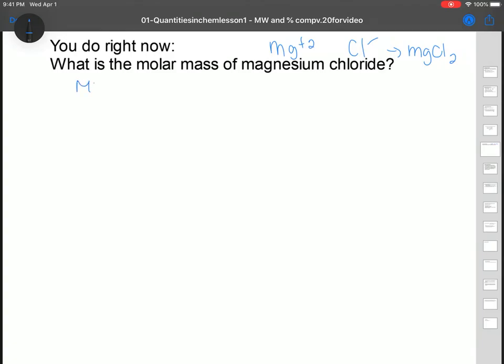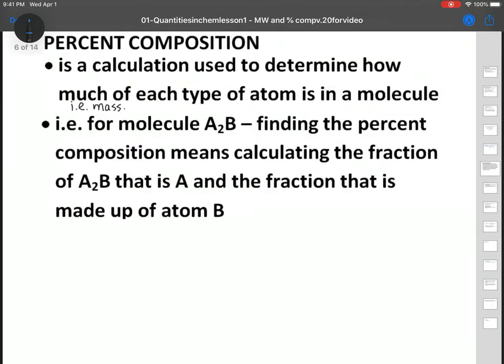Okay, so we're going to use 1 magnesium and 2 chlorines. Magnesium is 24.31, chlorine is 35.45. Which gives us 95.21. Okay, so pretty straightforward.